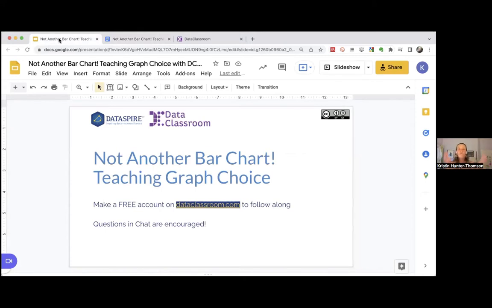Excellent. Okay, so welcome. Today we're going to be talking about "Not Another Bar Chart: Teaching Graph Choice with Data Classroom." This is a collaborative workshop sponsored by Data Classroom. So excited to be here and to talk with all of you. We're going to be thinking about what it means to help our students and our learners with this skill of graph choice, and how the tools that Data Classroom has are really positioned well to help us. So we're going to be going back and forth between the general picture and how we leverage some of these smaller pieces or key components that drive what Data Classroom is to help our students get at that key skill.